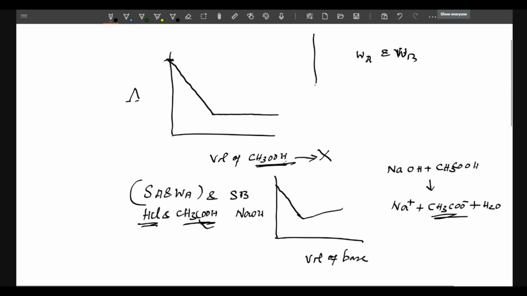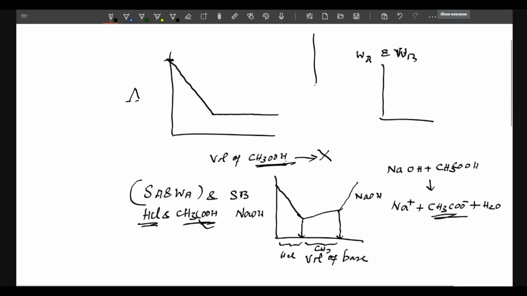After complete neutralization, the conductivity is going to increase. This neutralization point is due to HCl up to this, and between this is due to the acetic acid, and this is the sodium hydroxide excess.